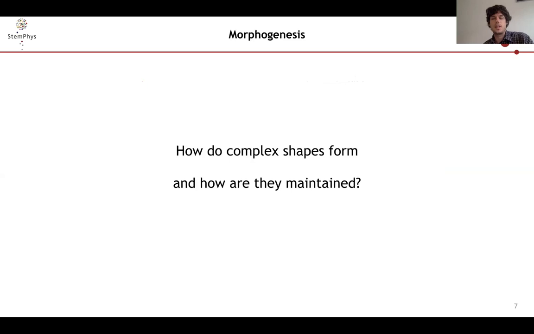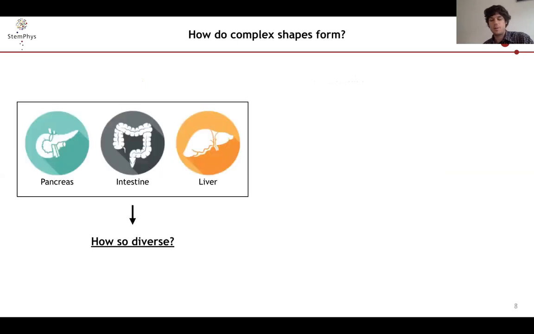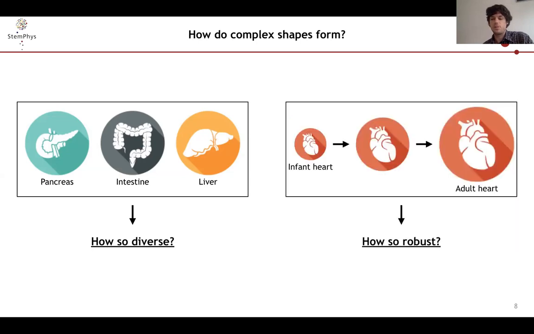How do complex shapes form in general, not only the blastocyst, and how are they maintained in time? Think about your internal organs and then ask, how can it be that we see such diverse morphologies? You could think about the growing heart, and then we asked, what makes this so robust to cell growth, to proliferation?